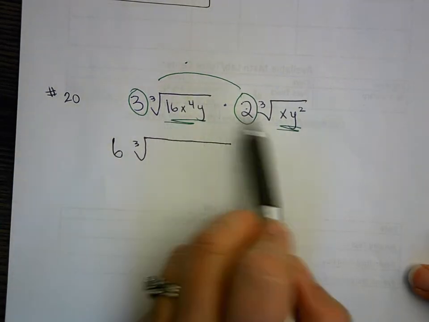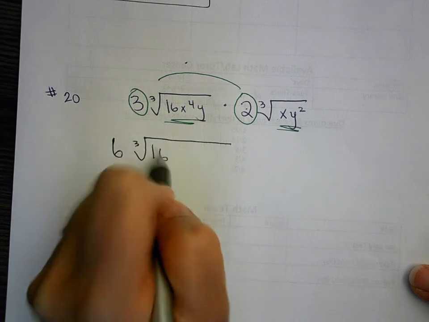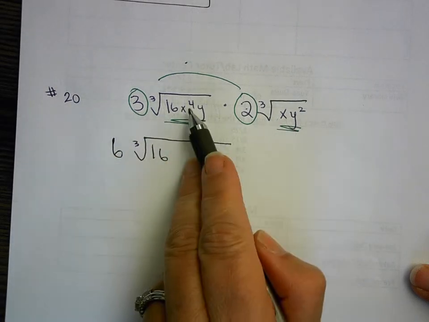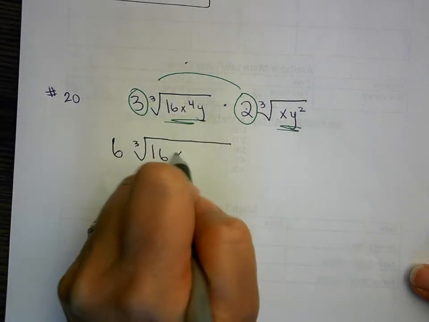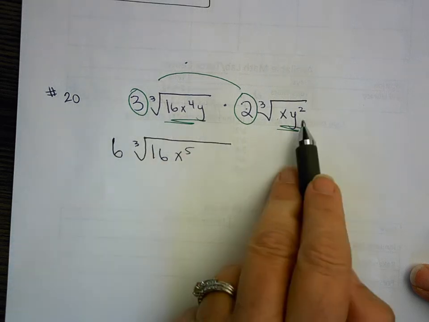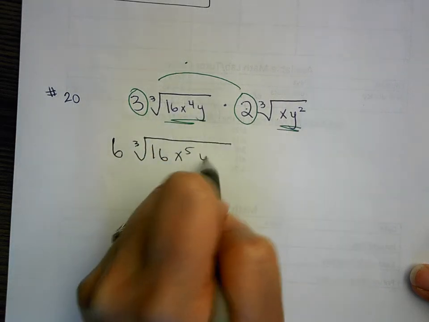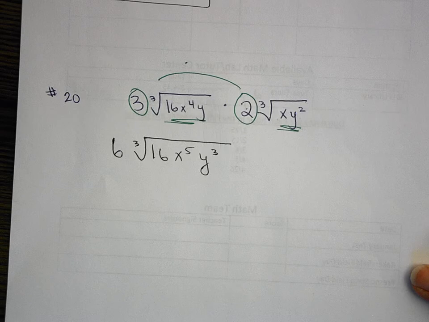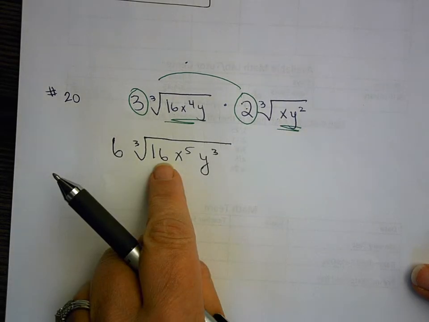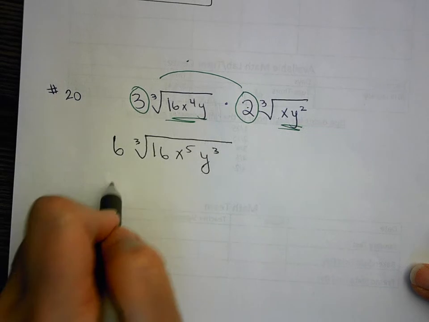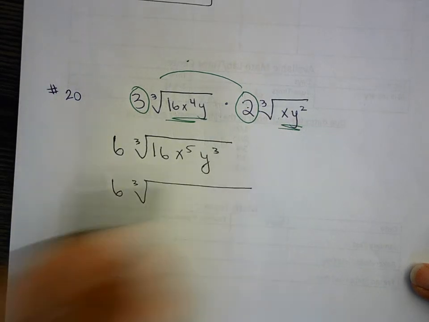So this is just 16 times 1, x to the 4th times x, so I have 4 x's, 1 more, so that would be a power of 5, and then y times y squared, so 1 and 2 more make 3. So now I'm just going to go ahead and simplify it like I did on the previous. So we already talked about the factors of 16, right? So I'm going to just go ahead and write that out again.